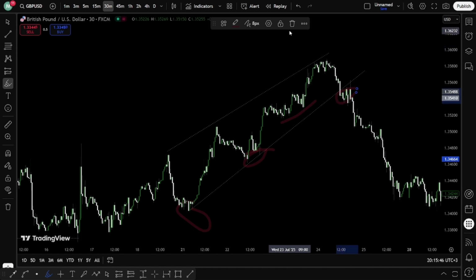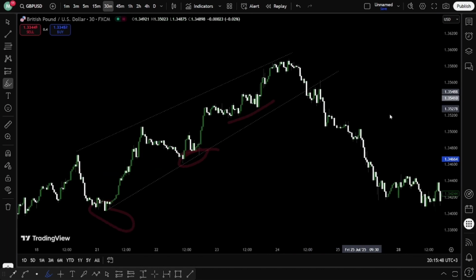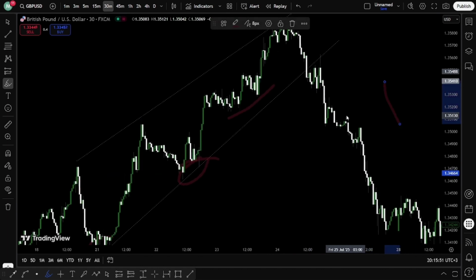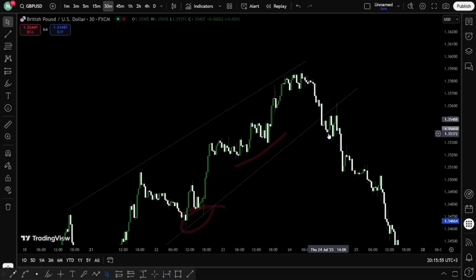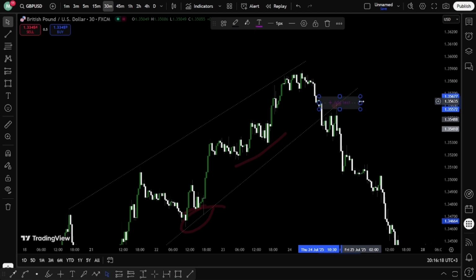So what do you wait for? You can wait for either of two things. Number one, we can see the market had broken the trend line but had not yet touched the trend line again. So here it came back and touched, so this could have been our entry. Here, this could have been our entry. Another thing to confirm the entry is that we have an order block that was left untouched.